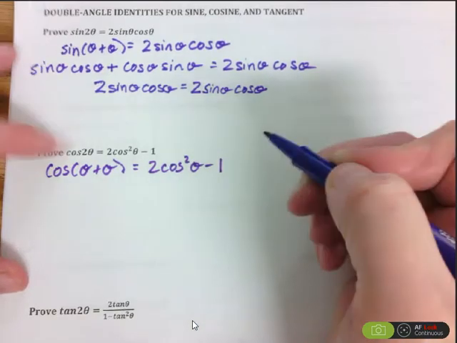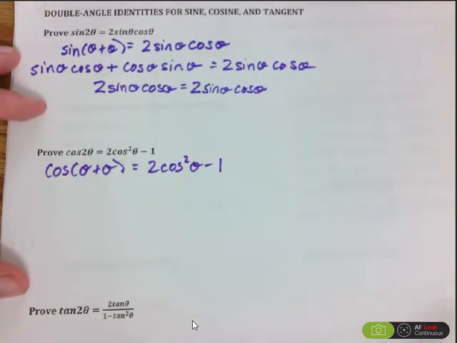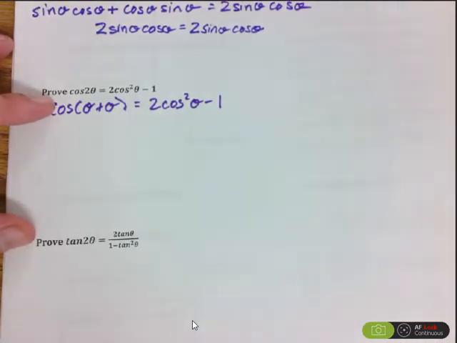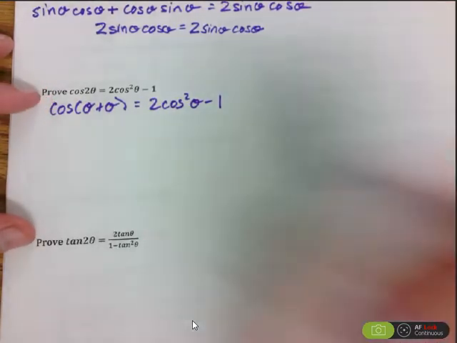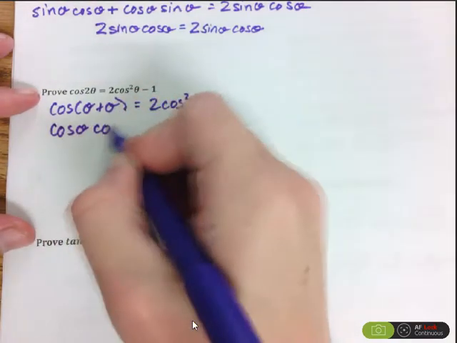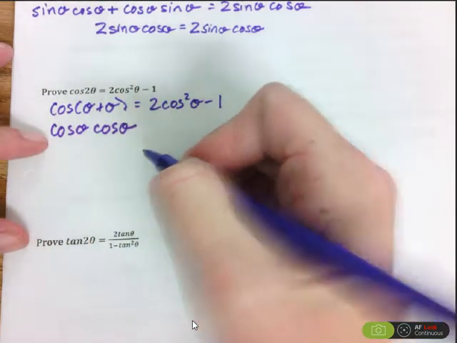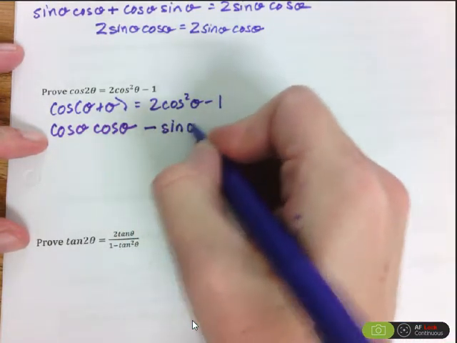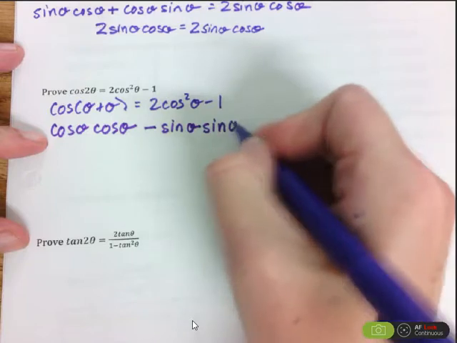So remember 2 theta is the same as theta plus theta. And we're going to apply your cosine A plus B formula from your sum and difference formulas. So cos A cos B. So A and B are both theta. And then minus sine A sine B.